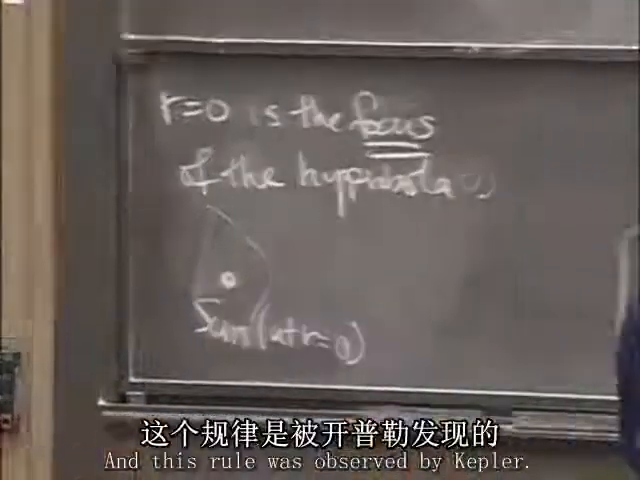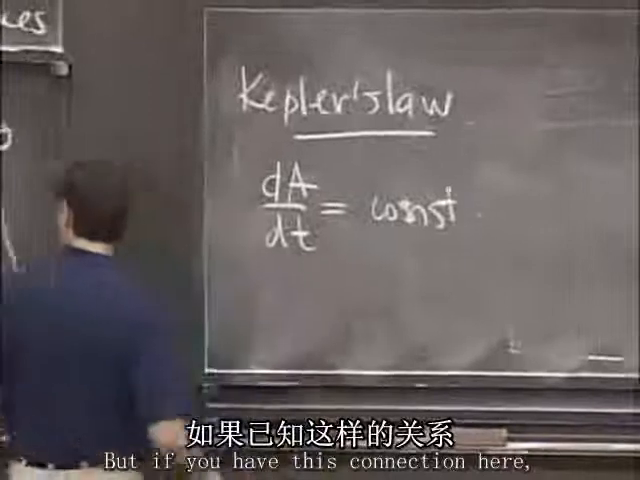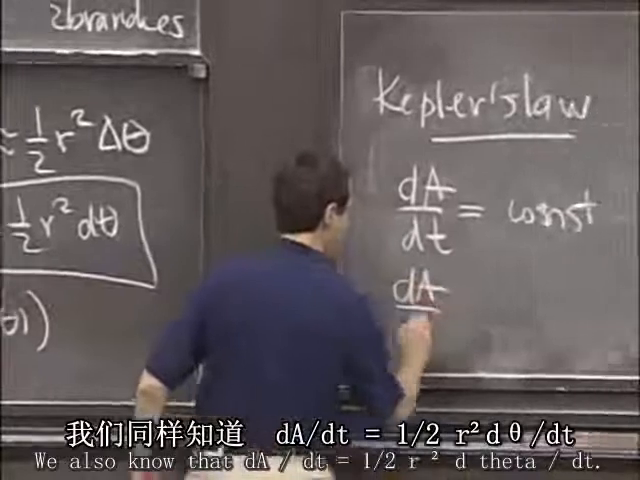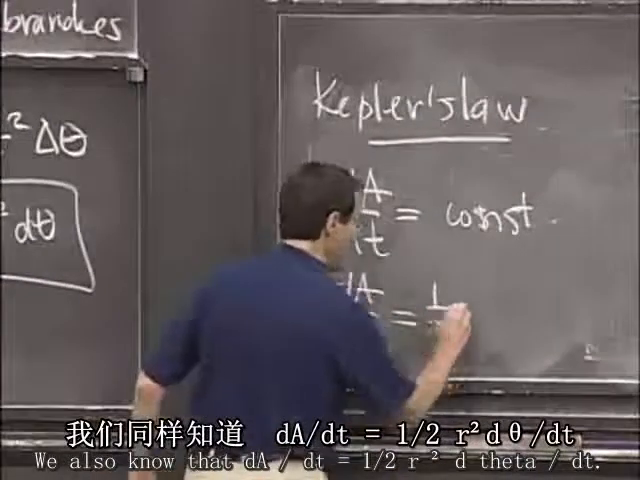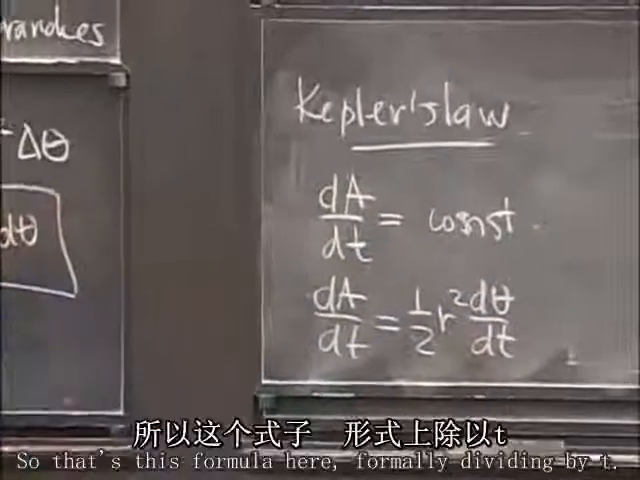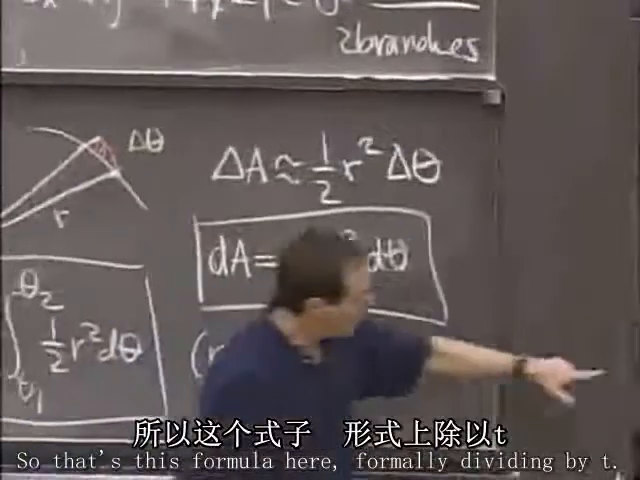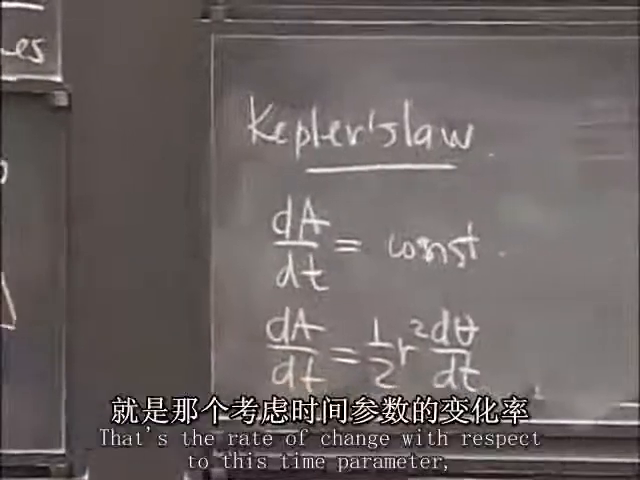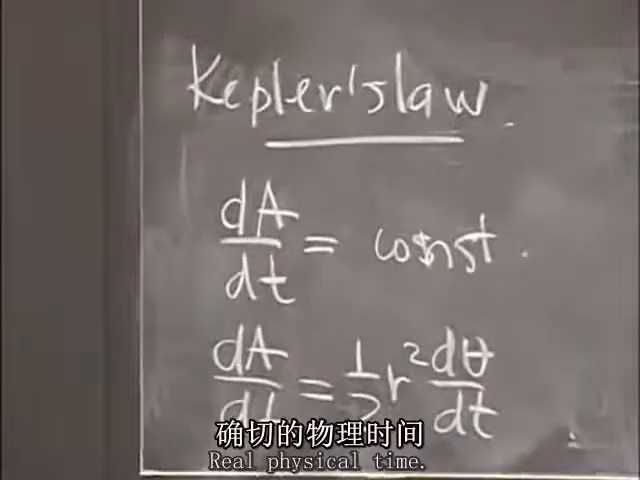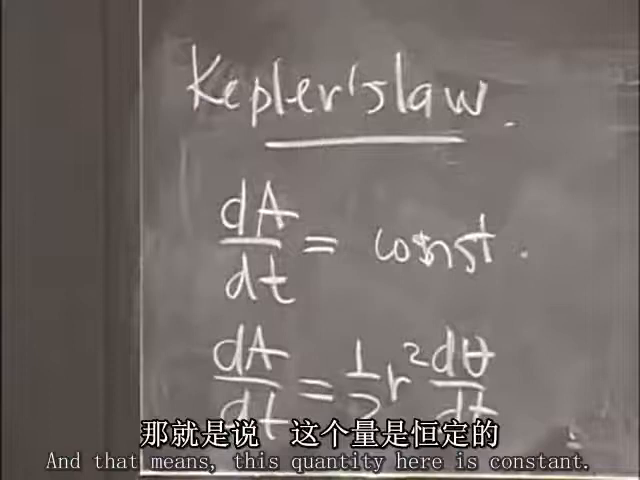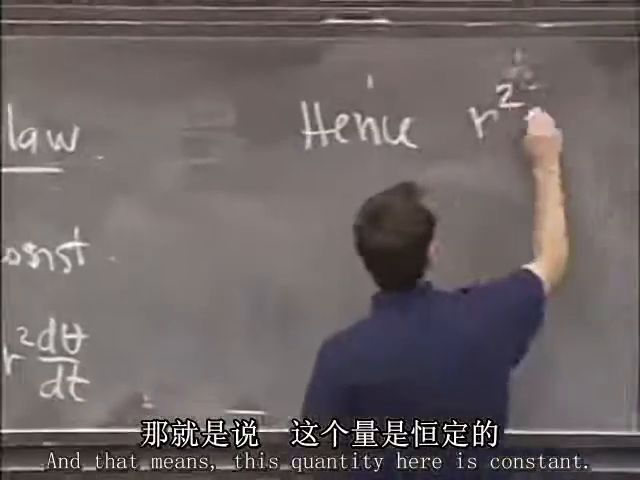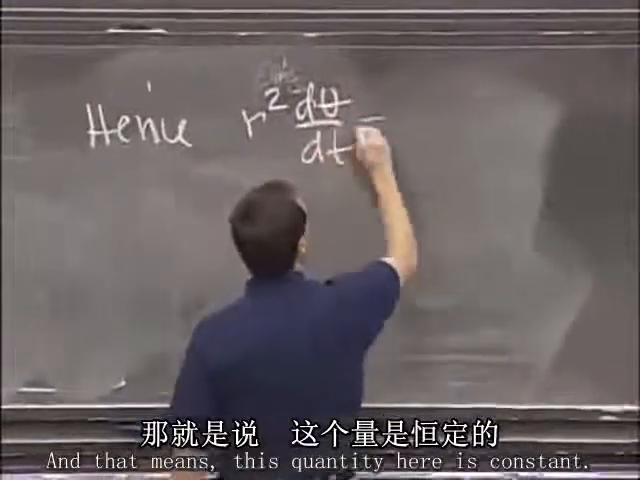And this rule was observed by Kepler, but if you have this connection here, we also have something else. We also know that dA/dt is equal to a half r squared dθ/dt. All right? So that's this formula here, formally dividing by t. That's the rate of change with respect to this time parameter, which is the honest-to-goodness time, real physical time. And that means this quantity here is constant.